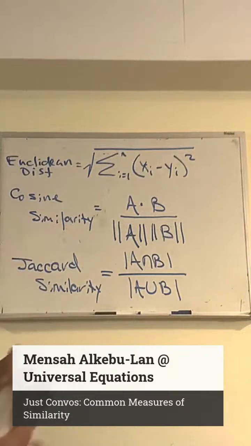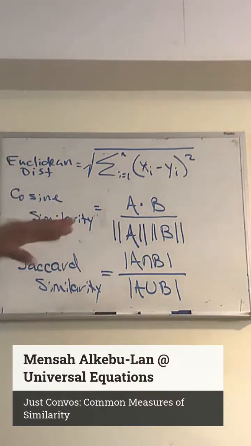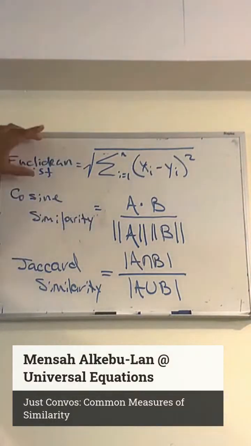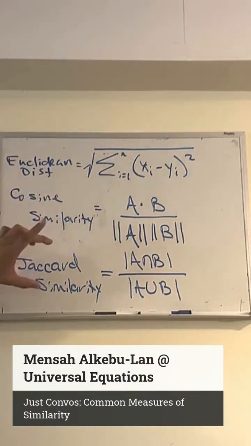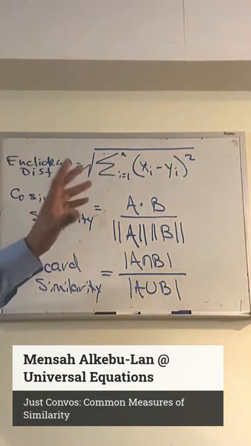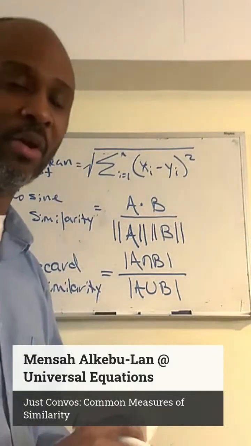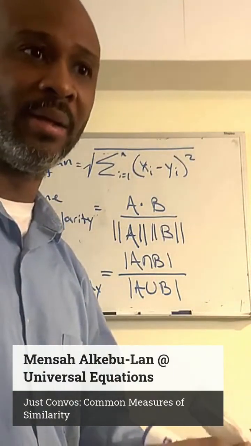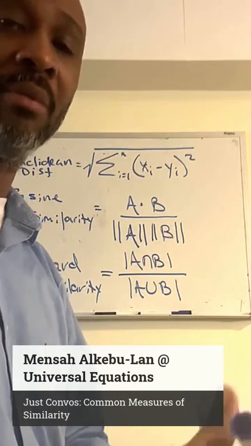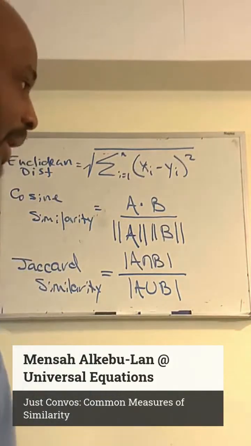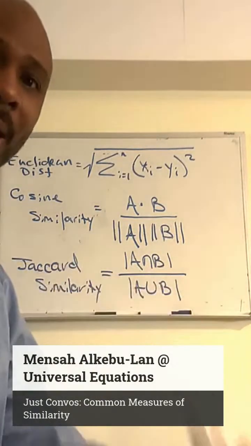So again, I can't go too deep into these things today. But here you get Euclidean distance, cosine similarity, Jaccard similarity, measures of similarity. Measures of similarity are very important in the study of artificial intelligence and machine learning. And I hope we'll get a chance to go more in depth with each one.